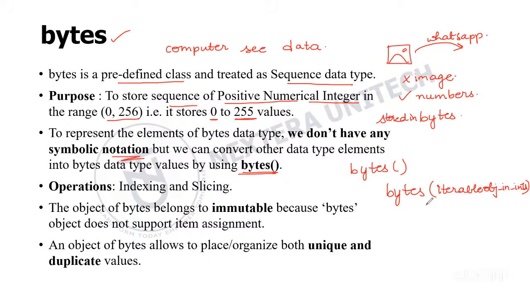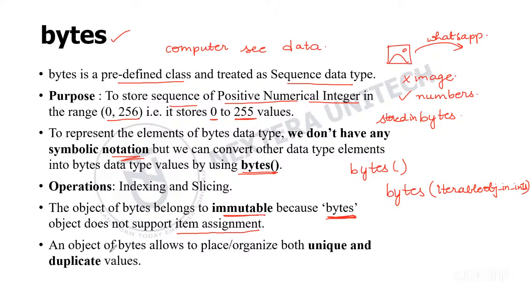So bytes data type is immutable. You cannot modify the bytes data type values. If it has some values like 10, 20, 30, you cannot modify them once they are created in bytes. And that is why item assignment is not possible in bytes data type.